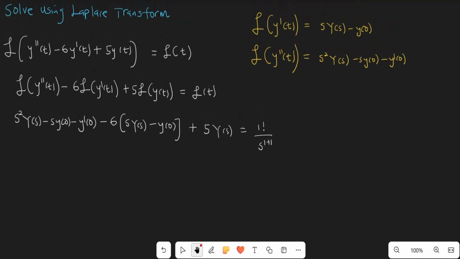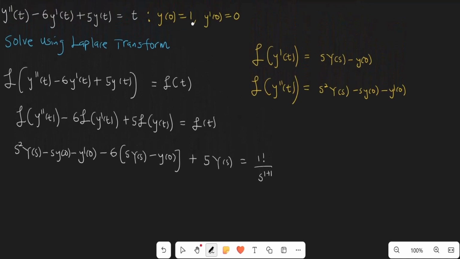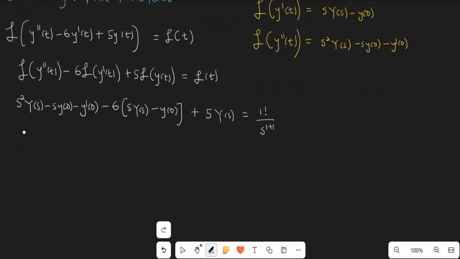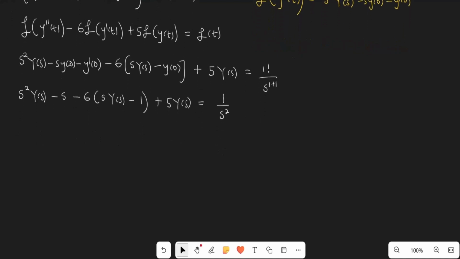So now we have to plug in the initial conditions. So y of 0 is 1 and y prime of 0 is 0. So we just replace this one with 1 and this one with 0. Alright, so now let's do that. This is s squared multiplied by Y of s minus s times 1, which is s. And this is 0, so there's no need to write that. Minus 6 into s times Y of s, and now minus 1 from the initial conditions, plus 5 times Y of s, and this is equal to 1 over s squared. That is the Laplace transform of t.